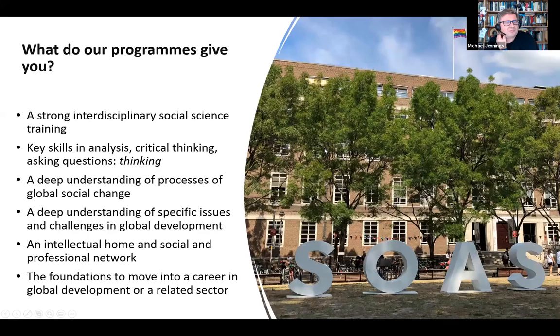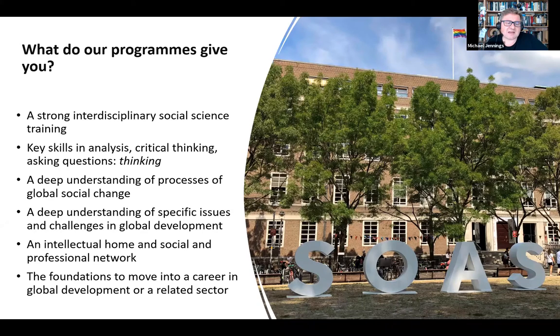So look, our programs, both the full BA program, BA Development Studies, but also our joint programs, will give you a strong interdisciplinary social science training. Gives you skills in how to ask questions, a really important skill to have, and one that can be taken with you throughout your life and not just applied in the world of work, but applied in all aspects of your life, how you engage in society as a citizen.